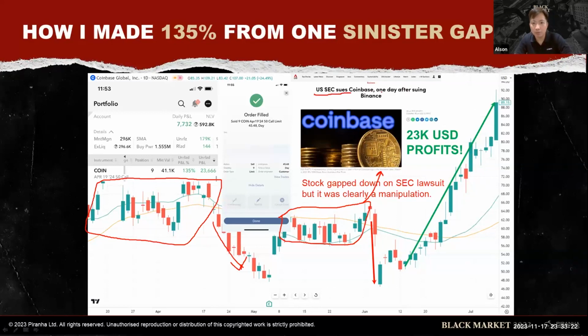SEC sue Coinbase one day after suing Binance. And this actually caused a major gap down, negative sentiment, the market gapped down. And when I saw it, you see this swing low over here, guys. You draw a line across. The price opened below the swing low.